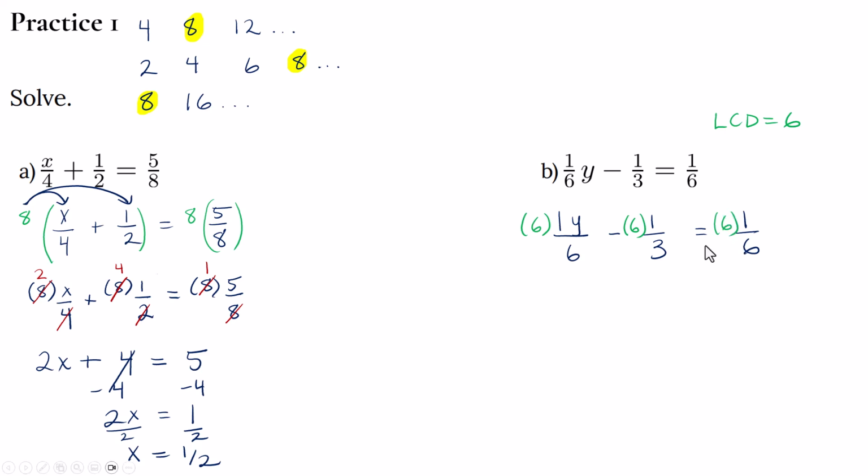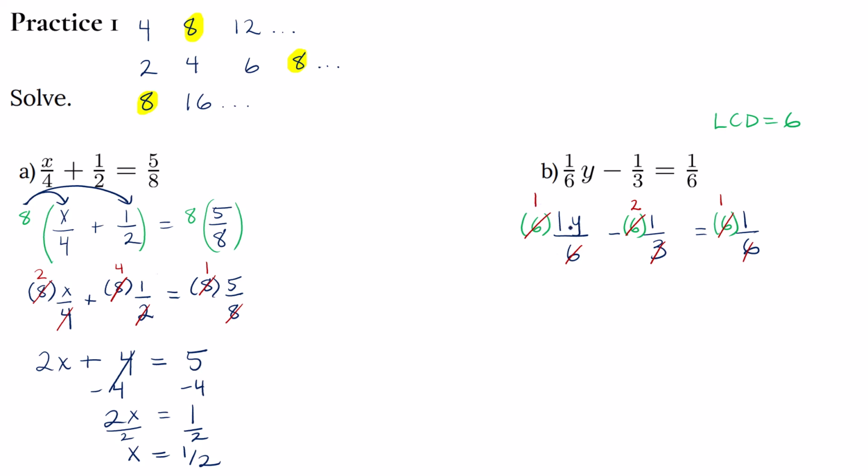So now that we've multiplied all of them by the LCD, we're going to simplify and try to get rid of those denominators. So 6 divided by 6 will cancel out the first denominator, and all we'll be left with there is 1. 6 divided by 3 evenly divides to 2, and 6 divided by 6 divides to 1. So there you'll see that we were able to get rid of all of the denominators. And now at this point we can write it out as a more simplified equation.